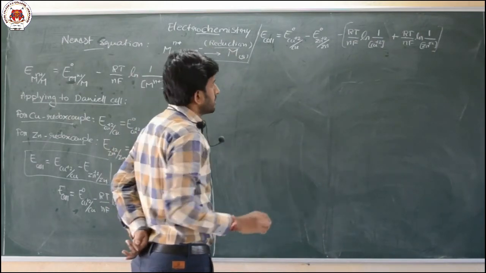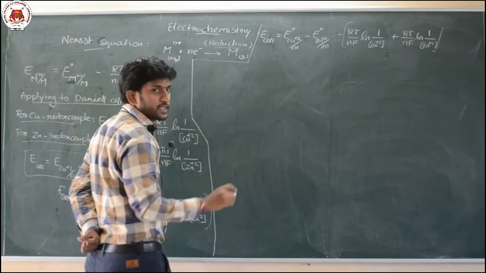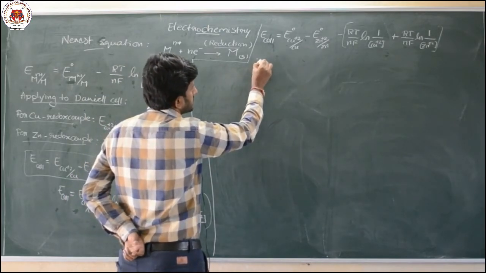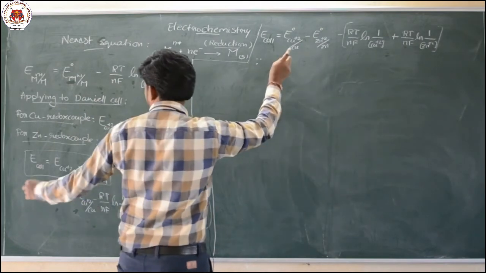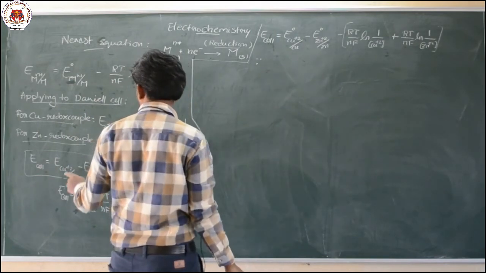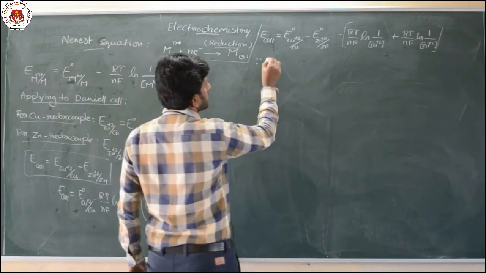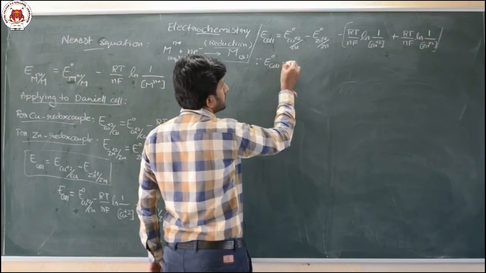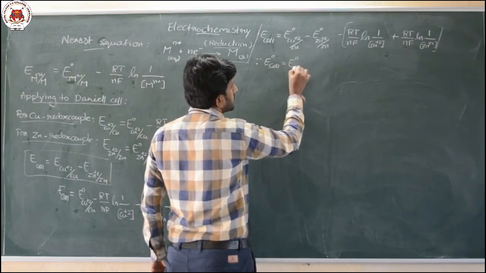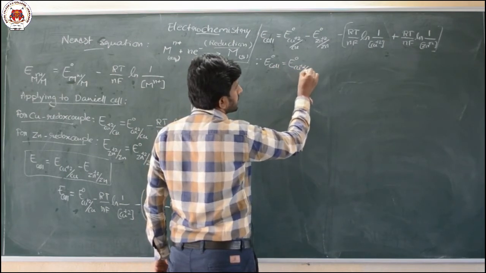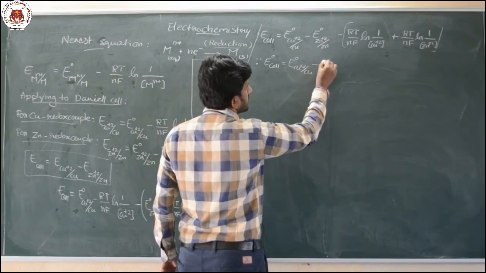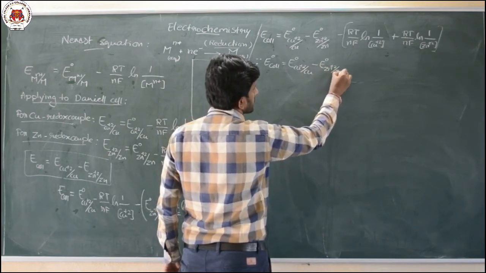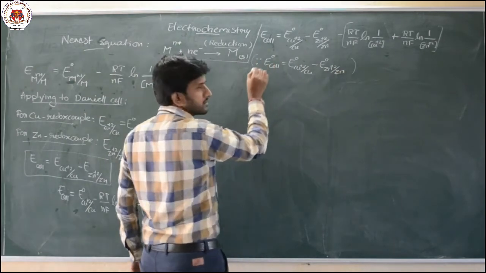Now observe this part. E cell is equal to, since we know, now I can write what is the formula of E cell? E cell is equal to E of copper minus E of zinc. Then what will be the E naught cell formula? E naught cell will be equal to E naught copper couple minus E naught zinc couple. This is the formula we have.